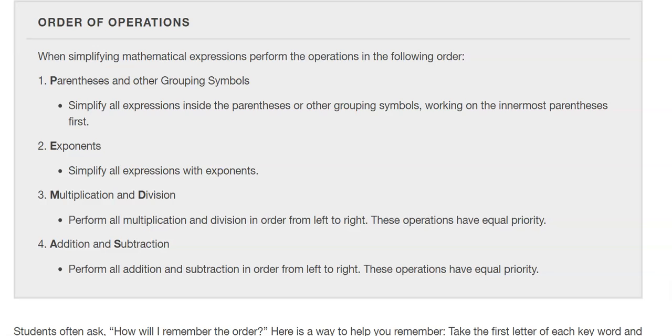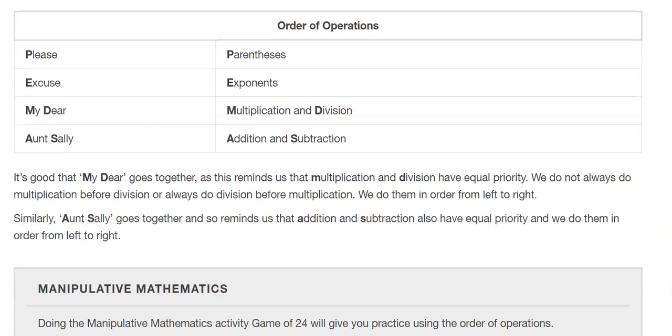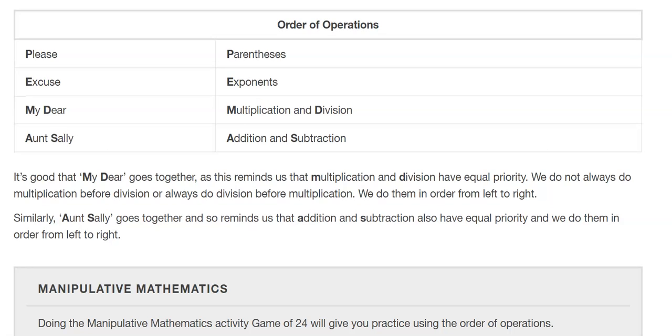Likewise, addition and subtraction also have equal priority. So you will perform addition and subtraction in order from left to right. So how do we remember this order? We do have a way to memorize this. It's called PEMDAS: Please excuse my dear Aunt Sally, for parentheses, exponents, multiplication, division, addition, and subtraction.